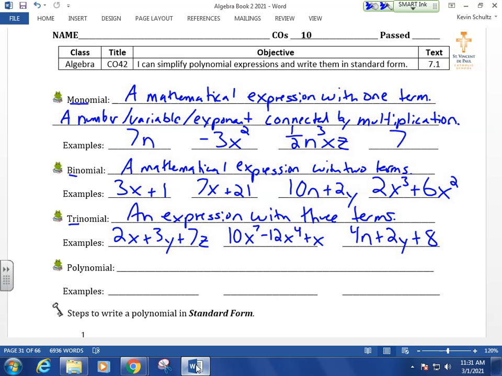After 3, mathematicians get kind of lazy with their naming, and everything else is just poly, because what does poly mean? Multiple or many. You've played the game Monopoly before? Mono, poly. You want to be the one who owns many. That's where the name of that game comes from. So a polynomial is an expression with 4 plus terms, 4 or more terms, all lumped together as a polynomial.